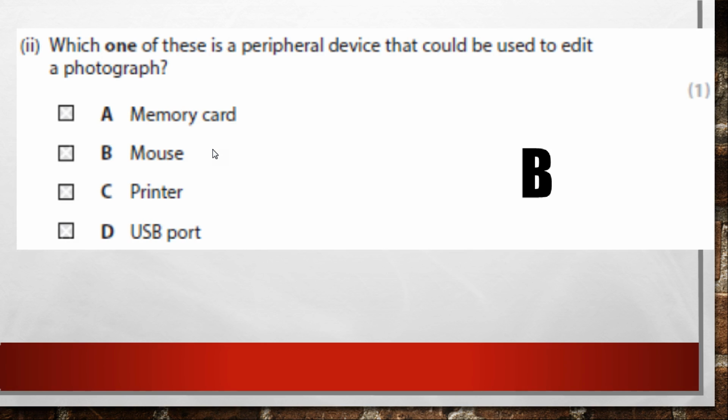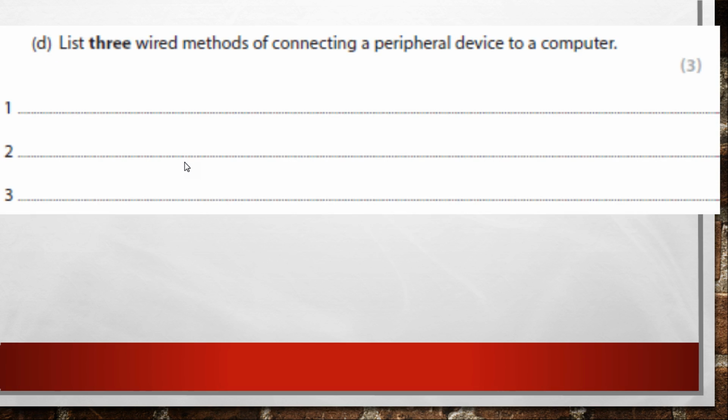Well, there's two, isn't there? There's an input and an output. The other two are not peripheral devices. So we know input and output devices. So printers are output, mouse is input. Which one of these peripherals could be used to edit? We can't edit a photograph with a printer because that's a bit silly. But with a mouse, obviously, you could use that to edit a photograph. So quite straightforward. Letter D.